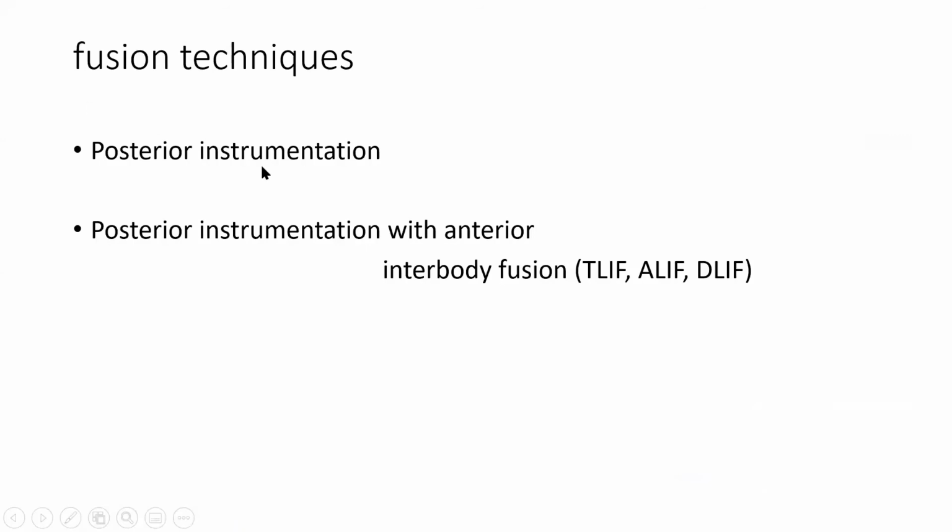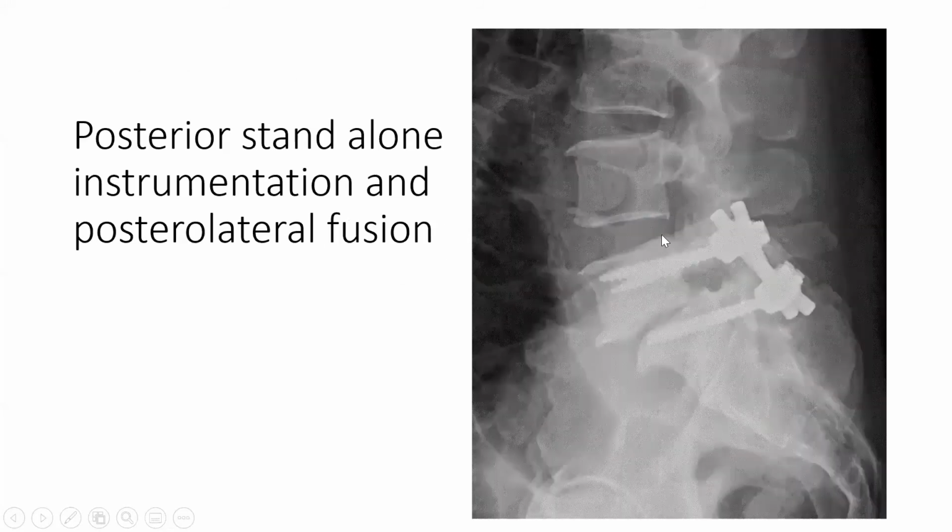So our options with fusions in the lumbar spine are posterior instrumentation, which is usually pedicle screws, and you may choose to do anterior cages. So there's a patient with posterior-only instrumentation.